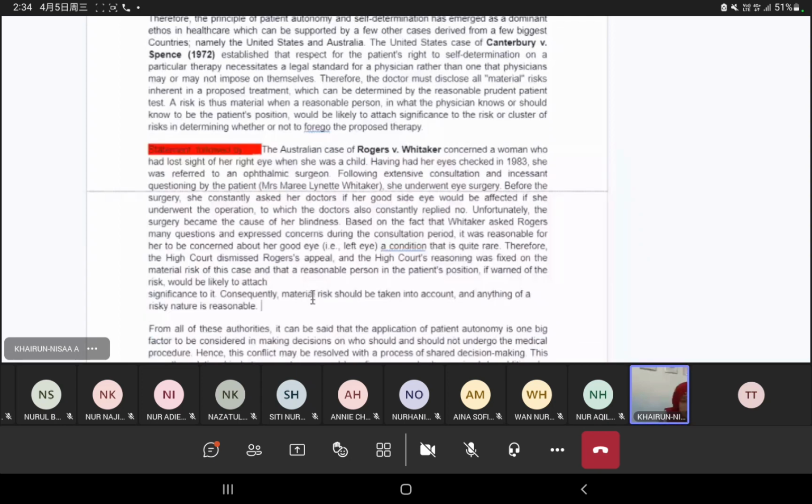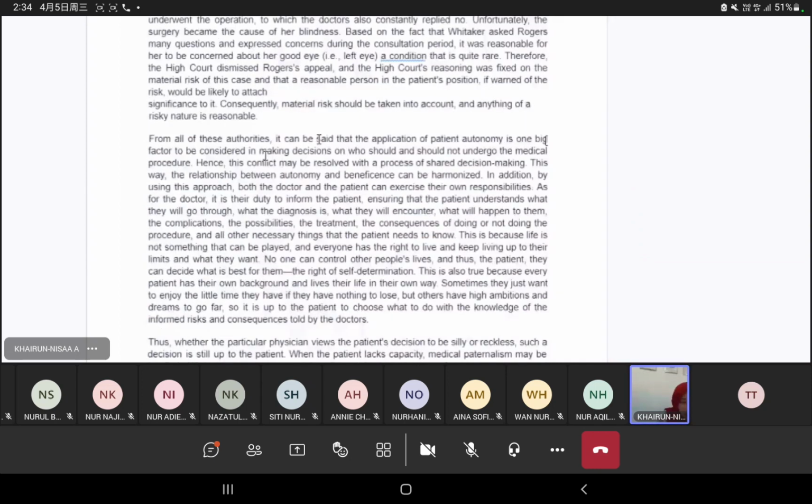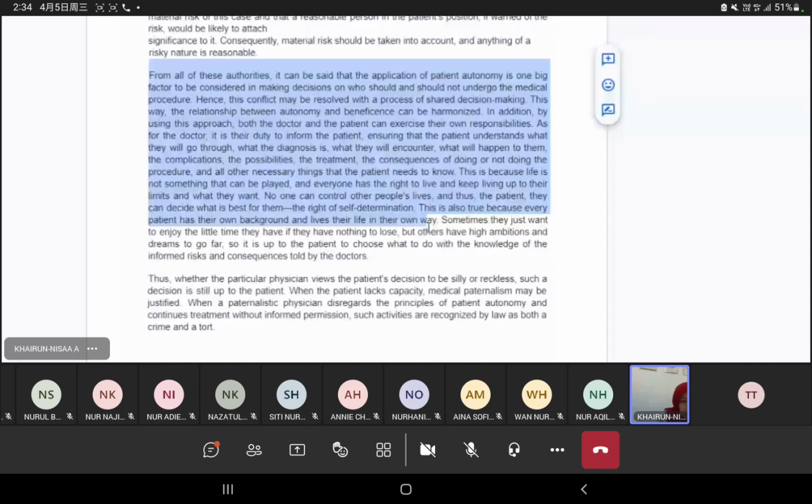Next, from all these authorities, it can be said that the application of patient autonomy is one big factor to be considered in making decisions. This is already your conclusion. Hence, this conflict may be resolved with the process of shared decision making. This way, the relationship between autonomy and beneficence can be harmonized. So all this can be your opinion, your conclusion, your suggestion.